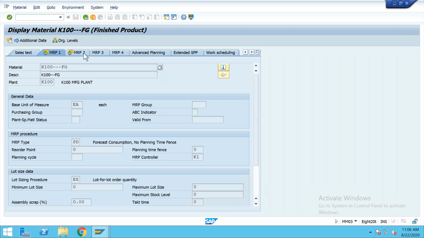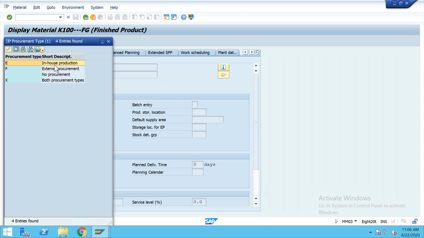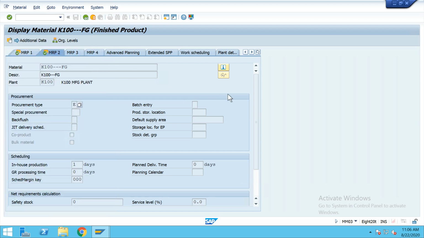Material, just how material is incoming into our inventory, based on these two. Now here, suppose we identified this is a manufacturing. If it is a purchase, there is no need of MRP 3 and 4. If you put MRP 3 and 4 also, okay, no use.